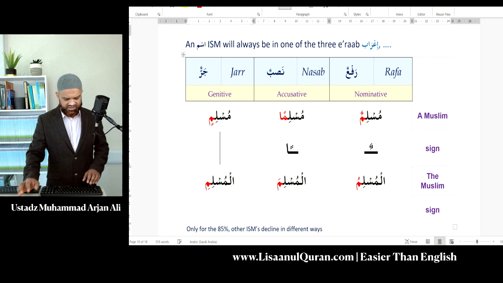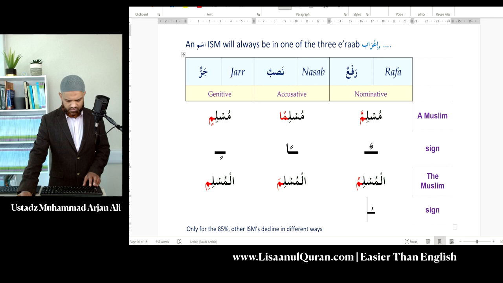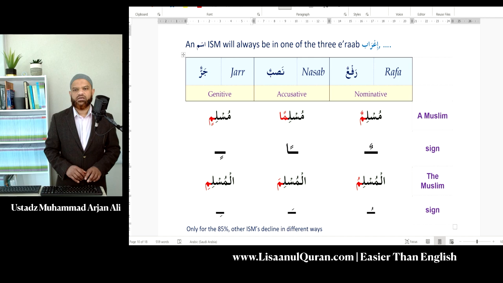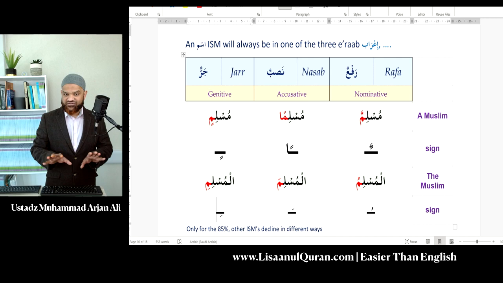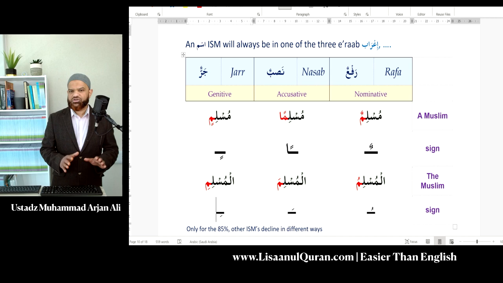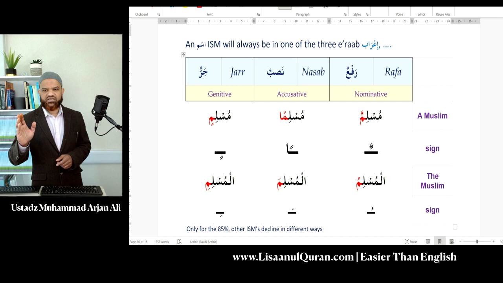Again, just to illustrate the example with Al, it will be U, or it will be A, and in Jar status, it will be I. So that's all you need to know. The signs of being Rafa, Nasab, or Jar for this 85% only are these three, and they're called Rafa, Nasab, and Jar. So please note that 85% will do this, so we'll start our study with this. Inshallah, we'll pick up the other 15% and also the special cases as we go into the lessons further. But for now, 85% of every ism will decline in this way: Muslimun, Musliman, Muslimin, Rafa, Nasab, and Jar.